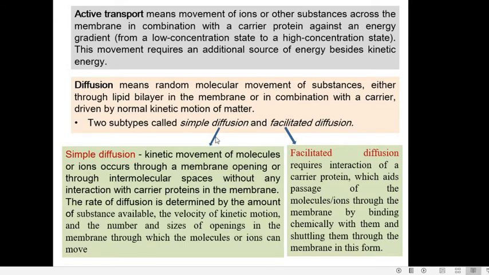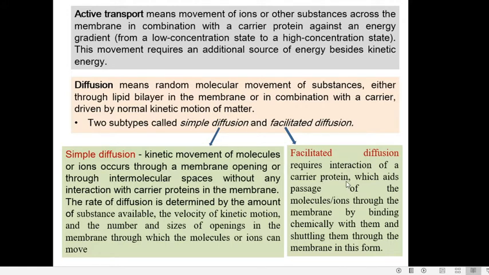And the rate of simple diffusion is determined by certain factors. That means how much of the substance is available for diffusion. What is the velocity of the kinetic motion of these substances? How many pores and openings will be there in the membrane to allow the transport of these substances? So the surface area of the membrane is also a factor that determines the speed of simple diffusion.